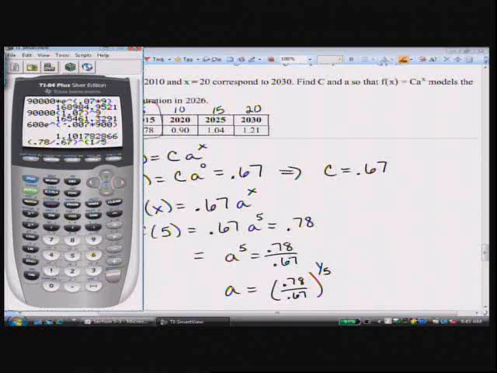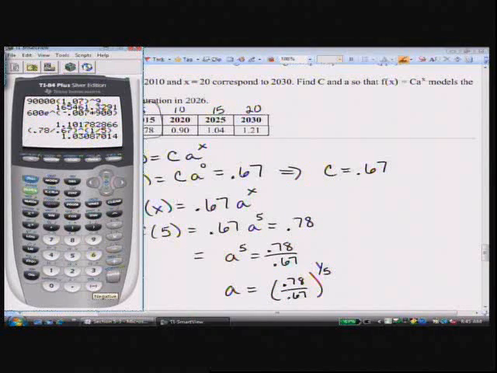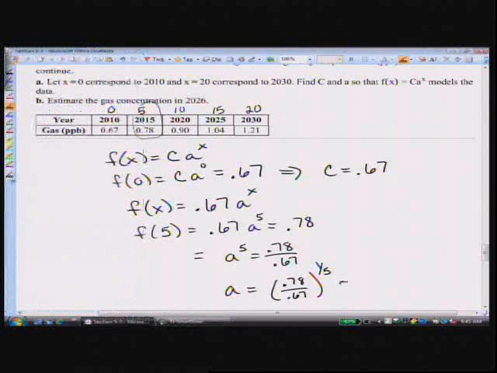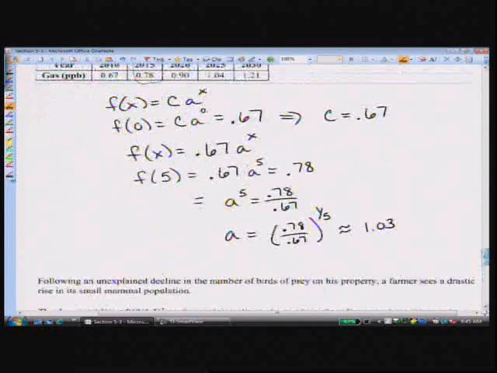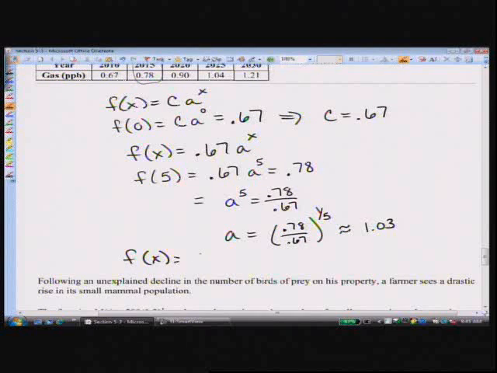I don't know how pretty an answer it's going to be. Yeah, 1.03 we could probably use as our A. So this is approximately 1.03. Okay, and so our formula is f of x. It depends on what they tell you to round it. I don't have the answer here. I don't have the little box, but pay attention to the rounding. So this is going to be 0.67 times 1.03 to the x power.